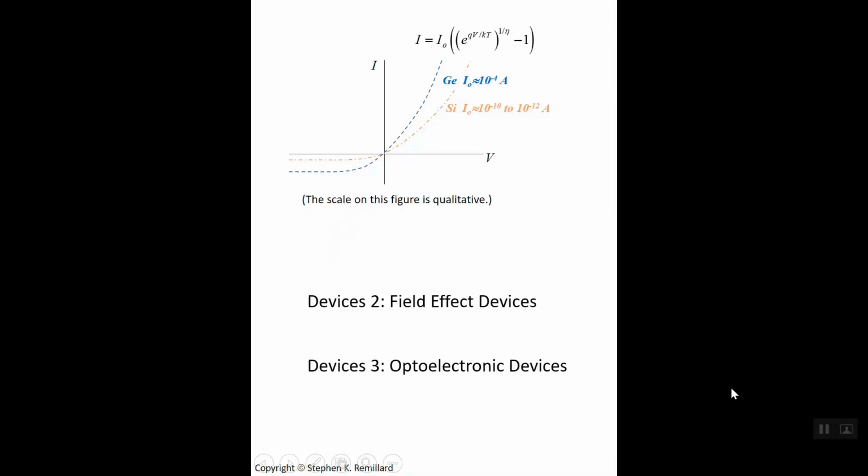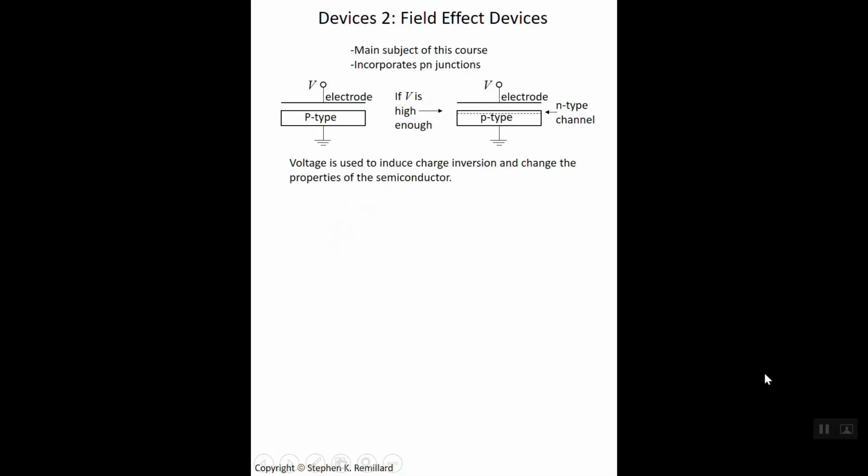Now I'll speak briefly about 2 other device categories, the field effect devices and the optoelectronic devices. Those are the 3 device types we'll cover in this course. The field effect is the really fundamental basis of the transistors that are used in integrated circuits. Imagine a p-type semiconductor, and I have an electrode that faces it, and there's an air gap between them.